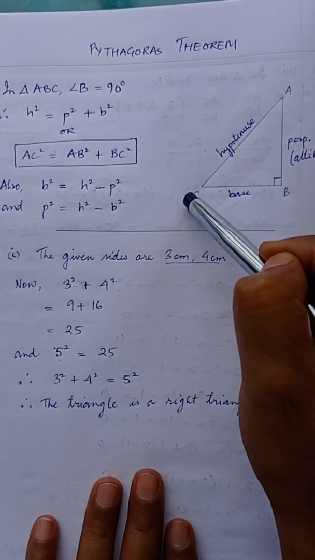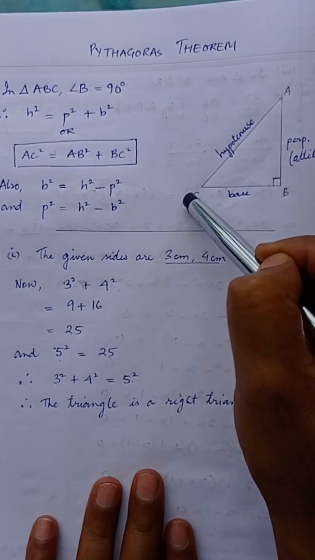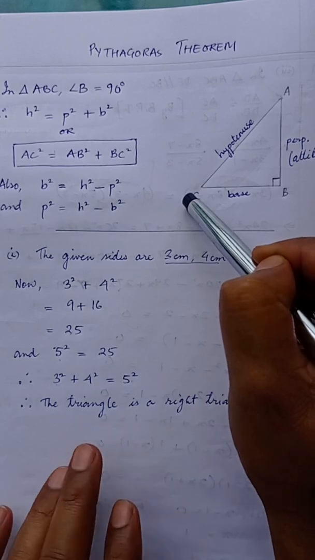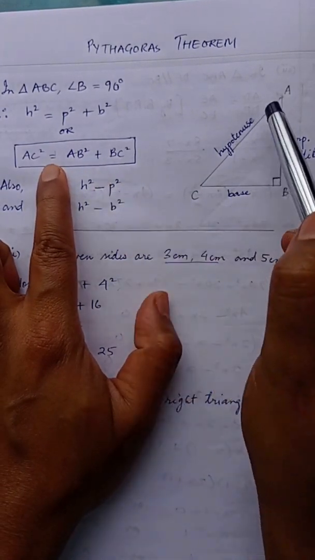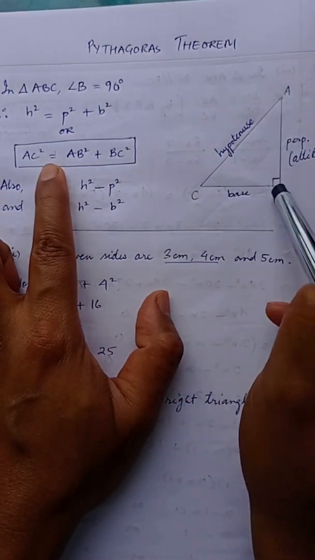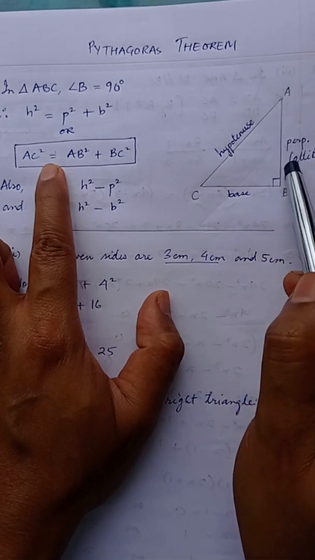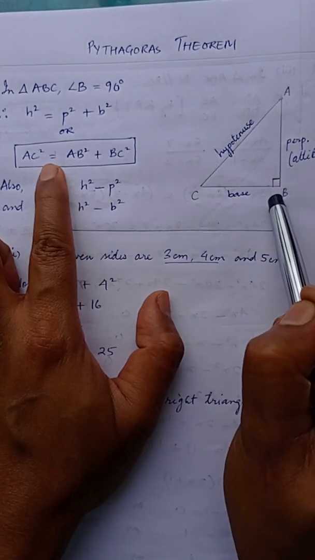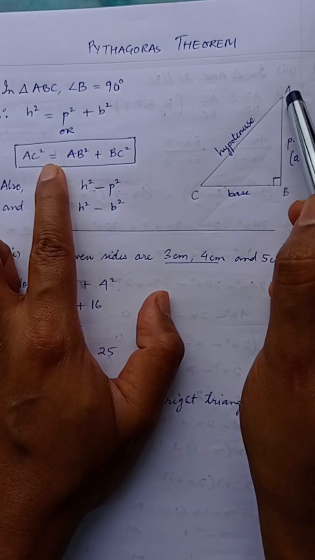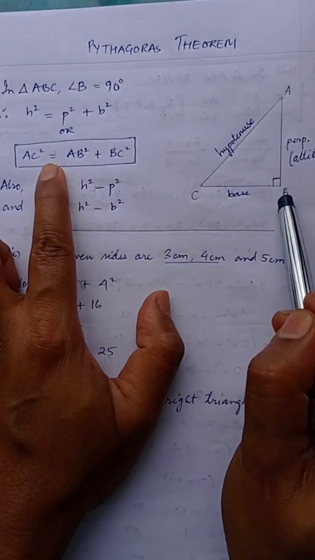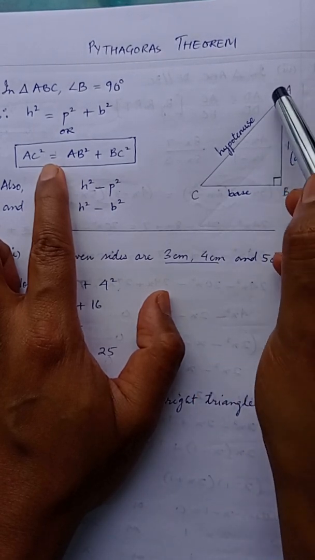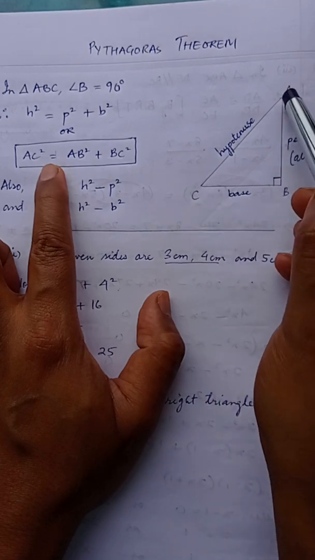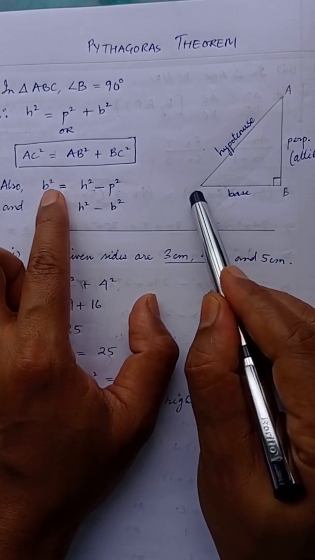AC square, the square of the hypotenuse, is equal to the sum of the squares of the other two sides. So the other two sides are AB and BC. The sum of the squares would be AB square plus BC square. So your theorem is AC square equals AB square plus BC square.